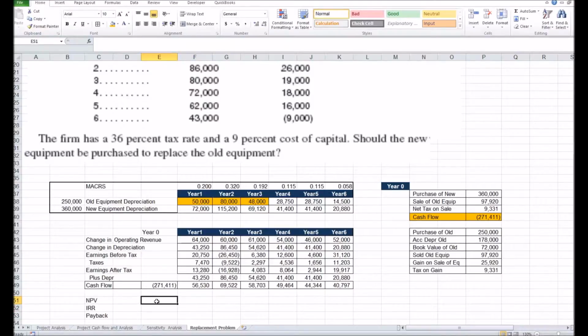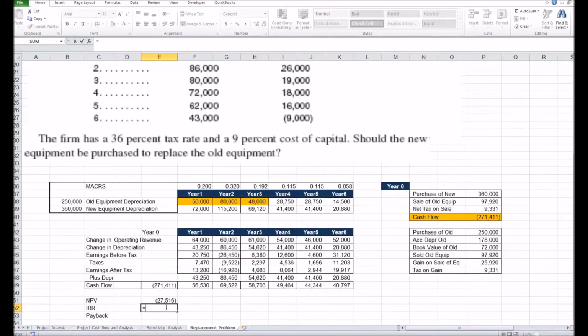So we're ready to do NPV. It's equal to NPV, left parentheses, I see 9% is the cost of capital, comma, and the values we want to include go from year 1 to year 6. And we put in the right parentheses plus the amount of year 0, and that gives me a net present value for the project.